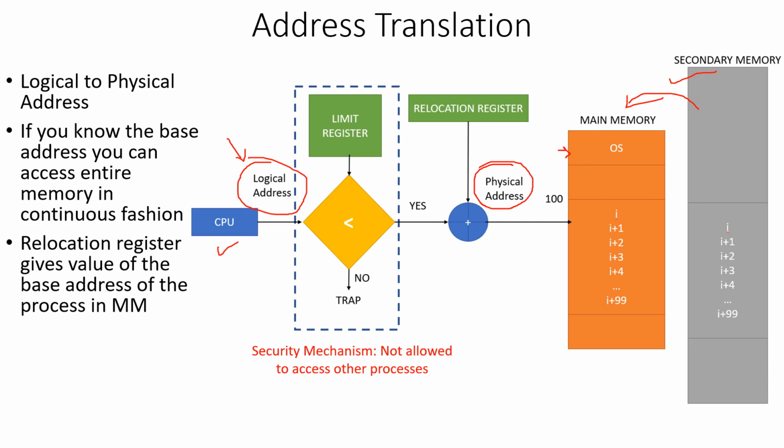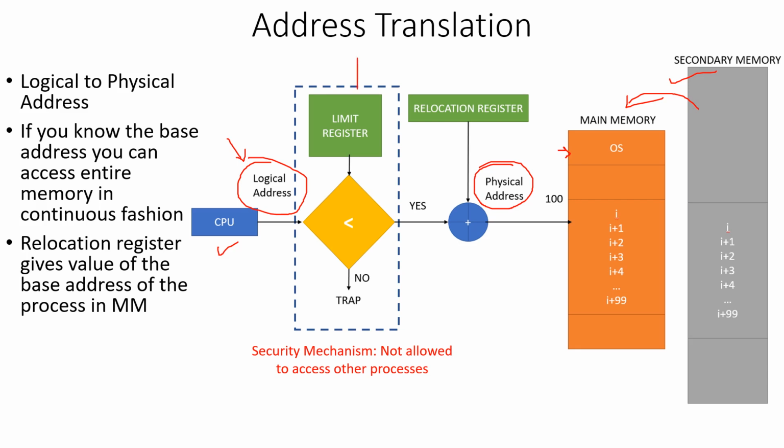So this is the particular unit which will take care of translating the logical address to physical address. So memory management unit, that is MMU, helps to generate physical address from logical address. In contiguous memory, if we know the base address, then you can access entire memory in continuous fashion.